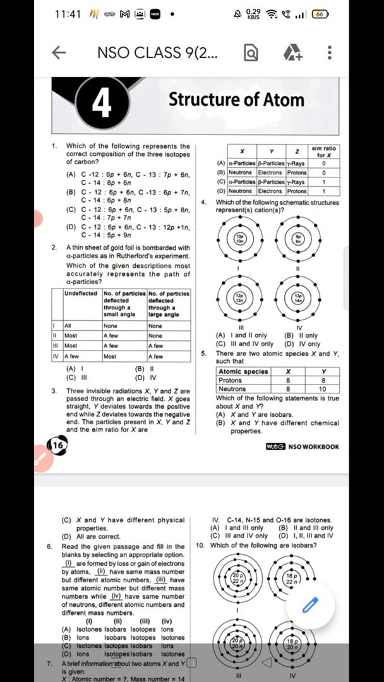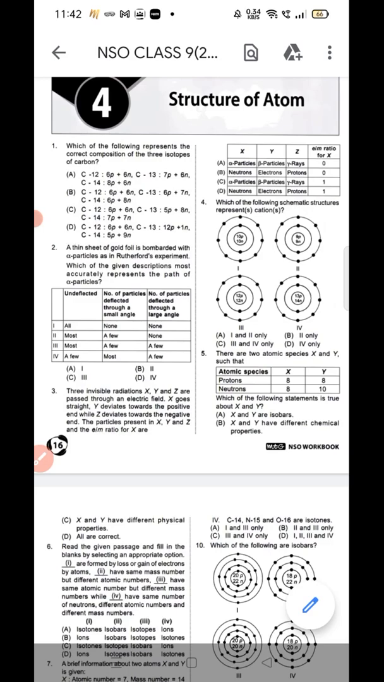Question number 1: which of the following represents the correct composition of three isotopes of carbon? Isotope means, we know that when the number of protons is the same, but the mass number is not the same, then we call them isotopes. Number of protons same but number of neutrons not the same, that means the mass number is not the same.